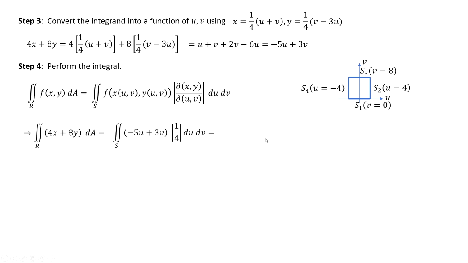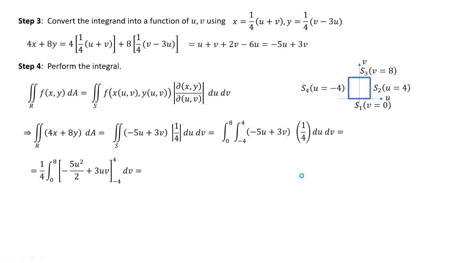So the fact that the region got transformed into a nice vertically oriented rectangle or a square made life easy here. So we'll apply the principles that we learned before. The outside integral is v, and so my outer limits are on v. They are from 0 to 8. The inner limits are on u, and u is going from negative 4 to positive 4. So that's what I have.